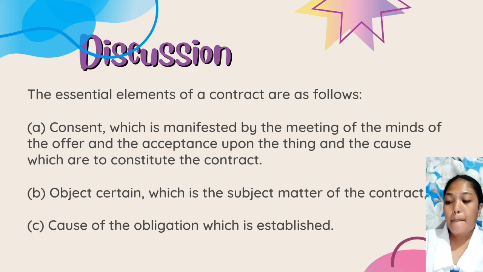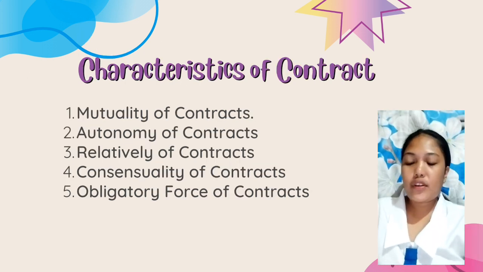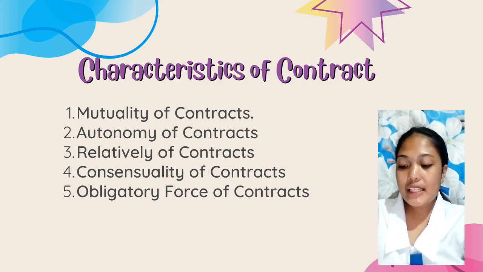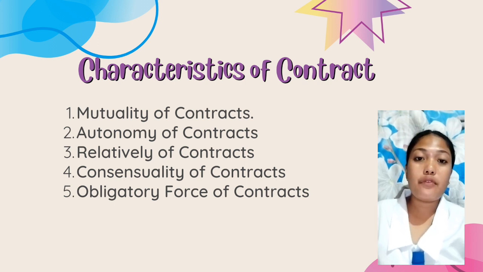The offer must be certain and the acceptance absolute. Second, we have the object certain, which is the subject matter of the contract, and the cause of the obligation, which is established. On the next slide, we have the characteristics of contracts. First, we have the mutuality of contracts. What is the mutuality of contracts? It means that the validity and performance of the contract cannot be left to the will of only one of the parties.